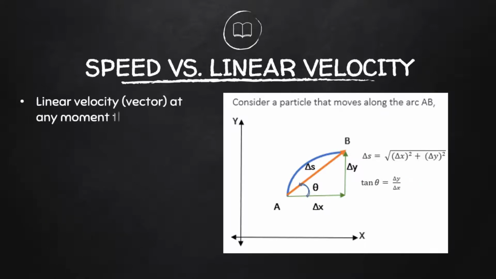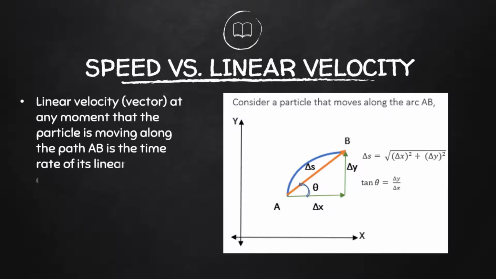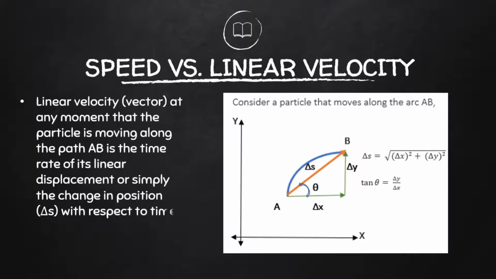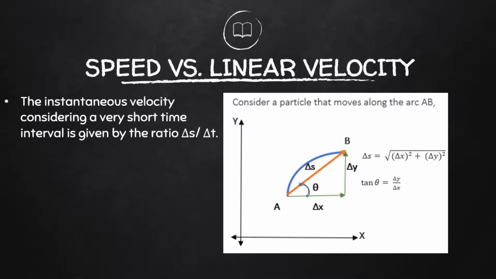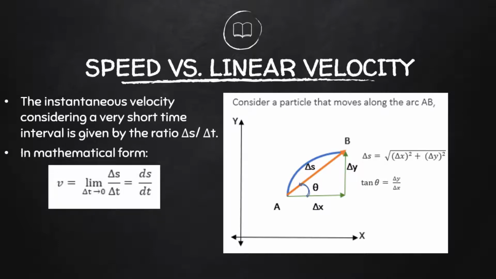The vector quantity linear velocity at any moment that the particle is moving along the path AB is the time rate of its linear displacement, or simply the change in position with respect to time. Delta S is the change in position, while delta t is the change in time. The instantaneous velocity, considering a very short time interval, is given by the ratio delta S over delta t. In mathematical form, velocity is equal to the limit of delta S over delta t as delta t approaches 0. In other words, velocity is equal to the derivative of the position with respect to time.